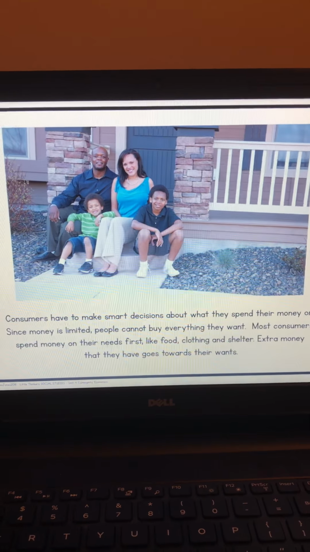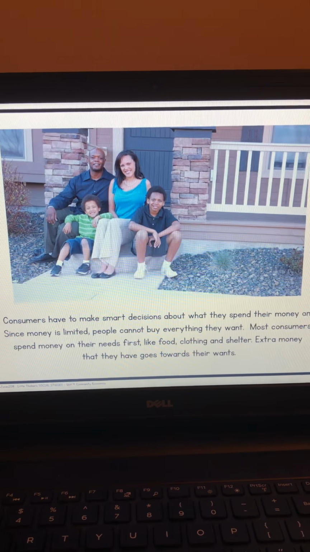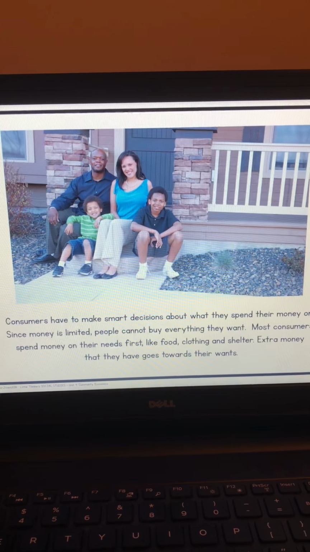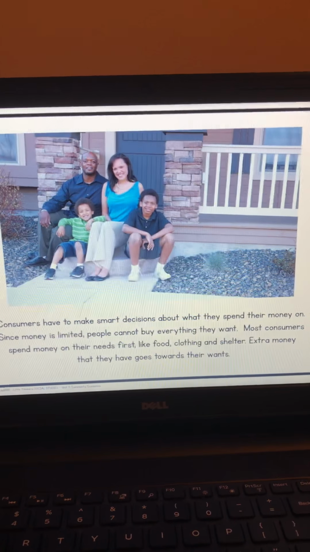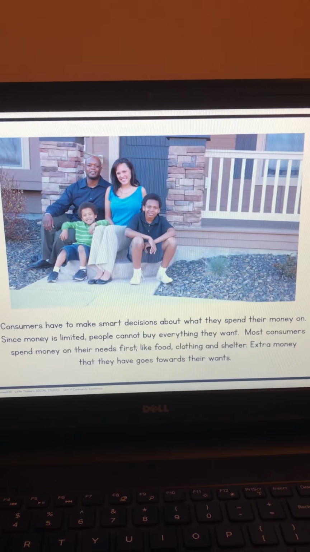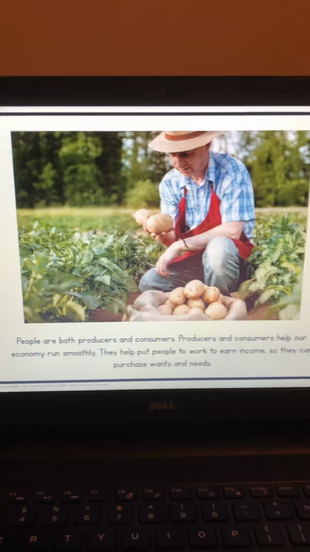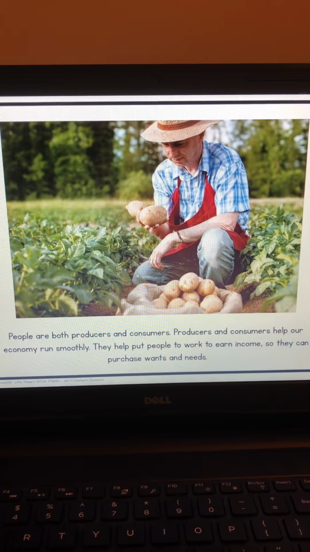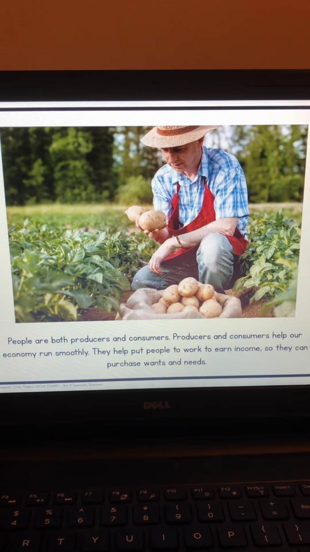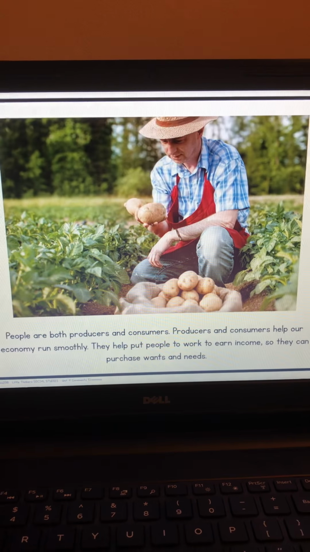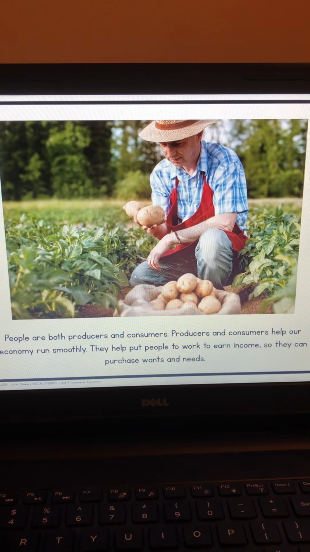For your consumer, you need to make smart choices with your money on what you buy so you don't waste money. Remember, money's not unlimited. You unfortunately don't get as much money as you want. You only have a certain amount of money to spend. People are both producers and consumers. Producers and consumers help our economy run smoothly. They help put people to work to earn income so they can purchase wants and needs.